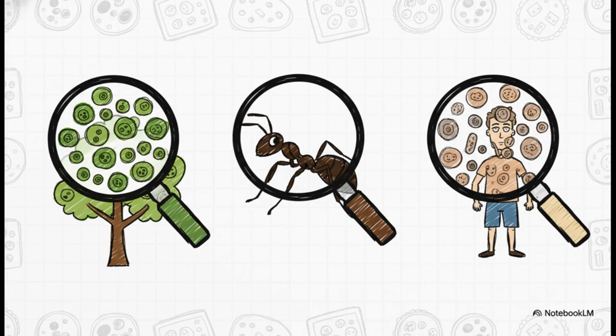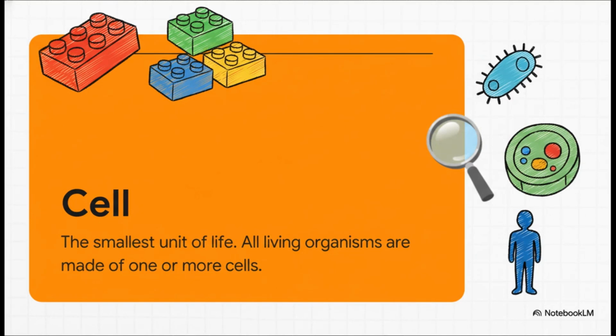You guessed it. The answer is cells. Yep, that's the one. These tiny, amazing little structures are the fundamental building blocks for all life on this planet. It's the one thing that connects all of us. So what exactly is a cell?